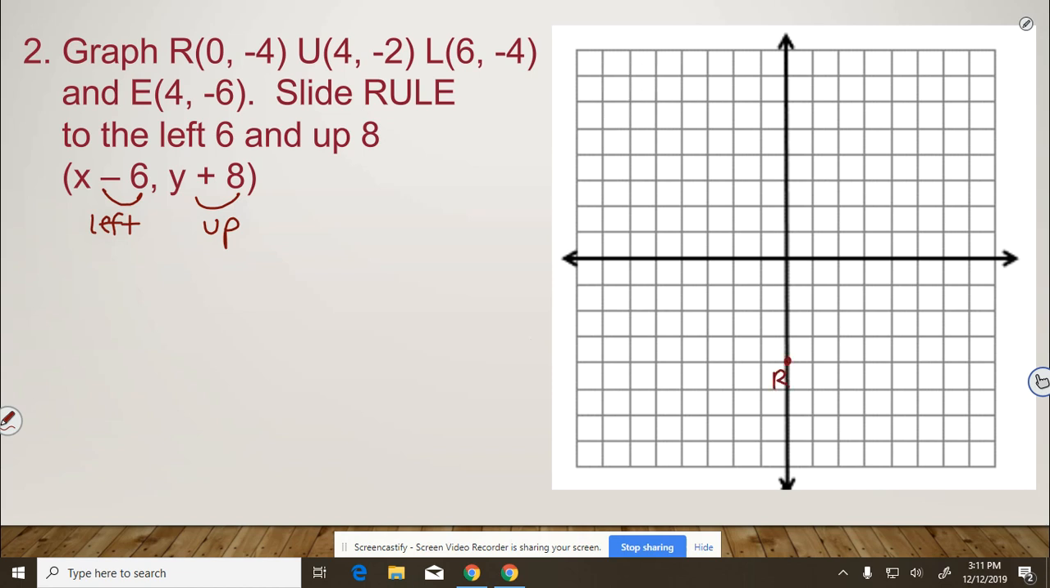Label it R. U is (4, -2), so that's right 4 and down 2. L is (6, -4), so that's right 6 and down 4. And E is (4, -6), so that's right 4 and down 6.